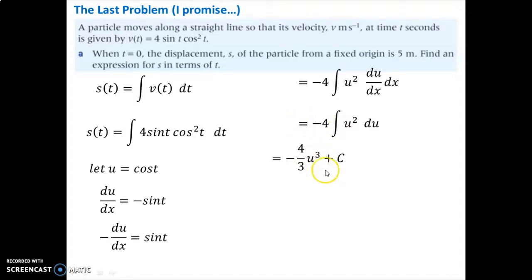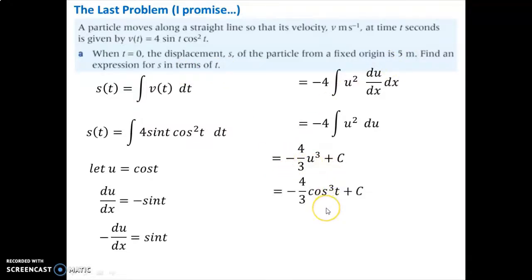But that's not our position function. We can't have c in there. We need a value there. Well, that's precisely why we were given 0 and 5. It's telling us a coordinate on this position function. When time is 0, the distance is 5, or the position is 5. So this is our position function. Why don't you substitute that coordinate in here and solve for c?